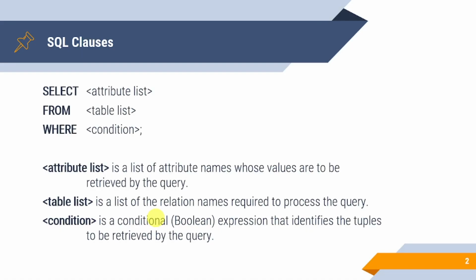So ito yung ating select clause, na meron siyang from and where clause. So we have here select and then the attribute list. The attribute list is a list of attribute names whose values are to be retrieved from the query. So dito, like select and then attribute list, ano yung mga columns, or yung mga field names na gusto nyo i-retrieve from the table or queries.